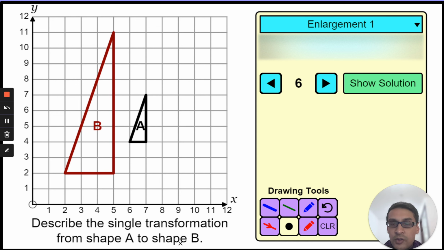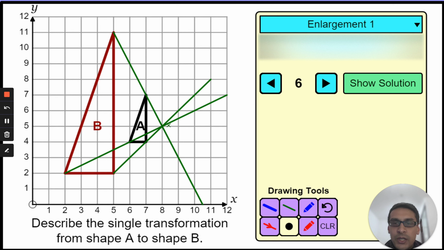Question 6. Describe the transformation from A to B. So you can see it's obviously been enlarged, and it's a single transformation, so it hasn't been rotated or translated or anything, it's just an enlargement. So we're going to draw the ray lines from the corresponding vertex. Okay, so you can see that vertex and that vertex, they match for their shapes. In this case, we can see this also matches. And in this case, we can see this also matches.